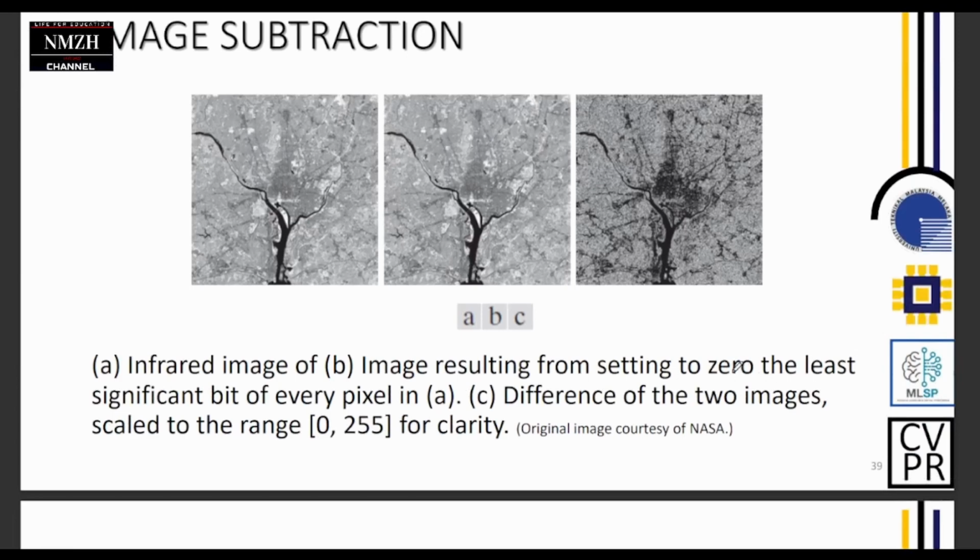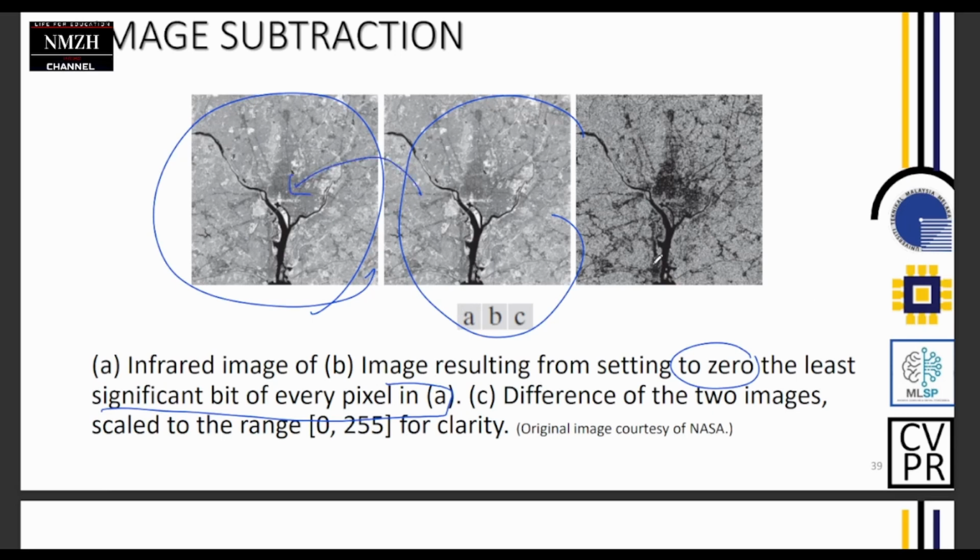Setting to 0, this would be the idea of the least significant bits in A. The idea is that this will be the original one. And this will be setting all the least significant bits to 0. So all the least significant bits have been set to 0. And the difference between this and that is clearly mapped in C.